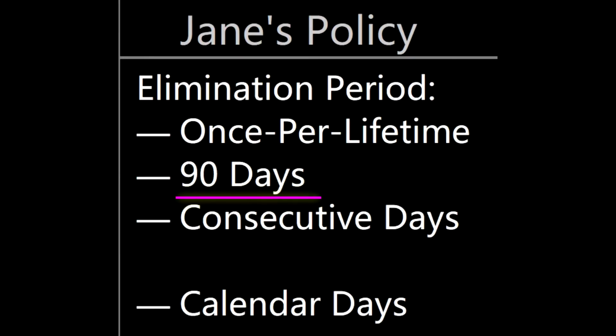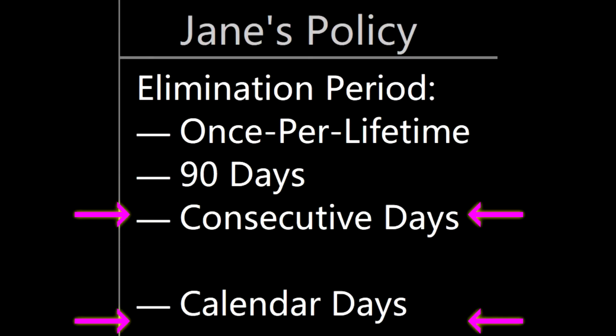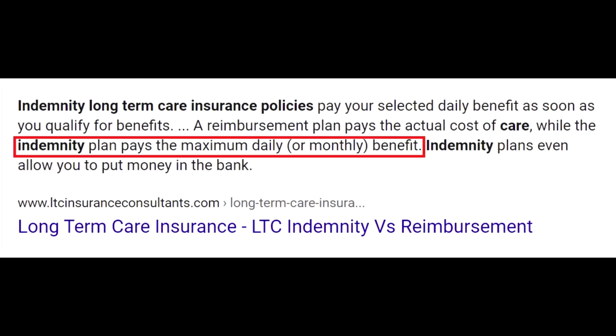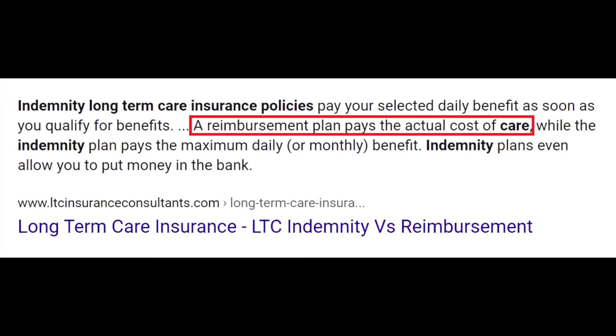Now, let's compare this with Jane's policy. Let's say her elimination period is also 90 days, but this time she has a calendar day accounting method. Calendar day calculation methods are often, but not always or exclusively, conjoined with indemnity policies. This is because such contracts pay a daily benefit amount regardless of the cost of care or the services you receive. These indemnity plans are contrasted with reimbursement policies that calibrate payouts to the actual cost of care up to contractual limits.